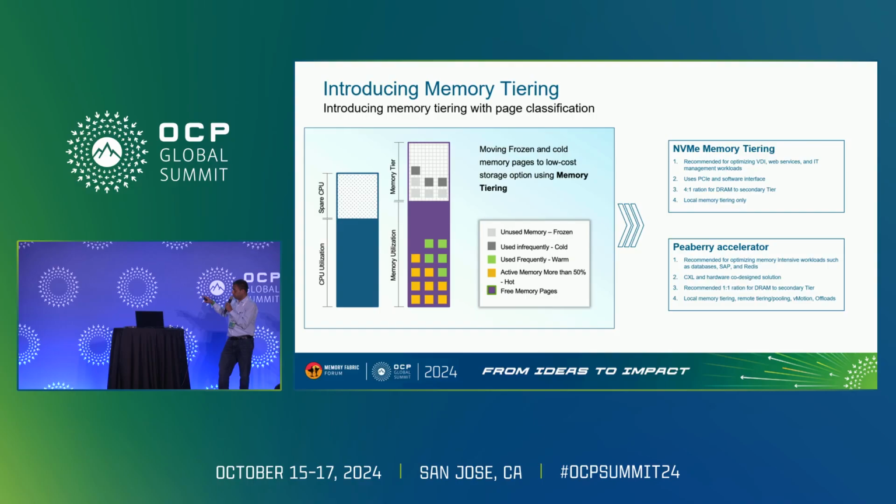And then we also have something called Project Peaberry. Project Peaberry is our CXL based solution. Essentially, it provides a CXL accelerator based solution with a very low TCO and a means to deploy in a greenfield environment and provide instantaneous large capacity.